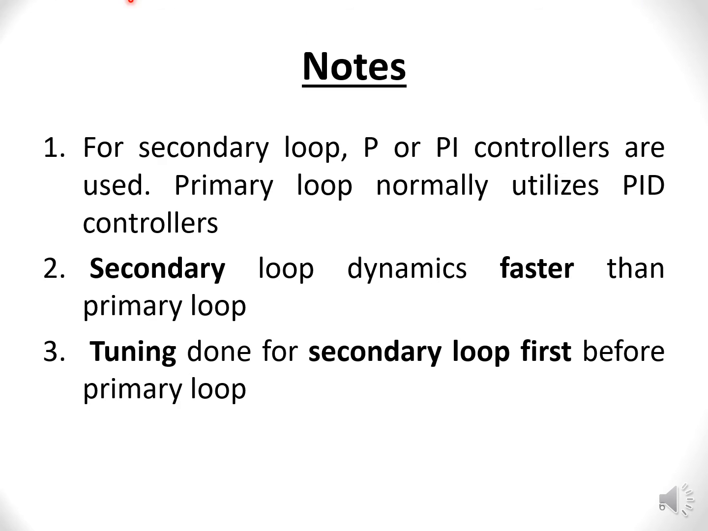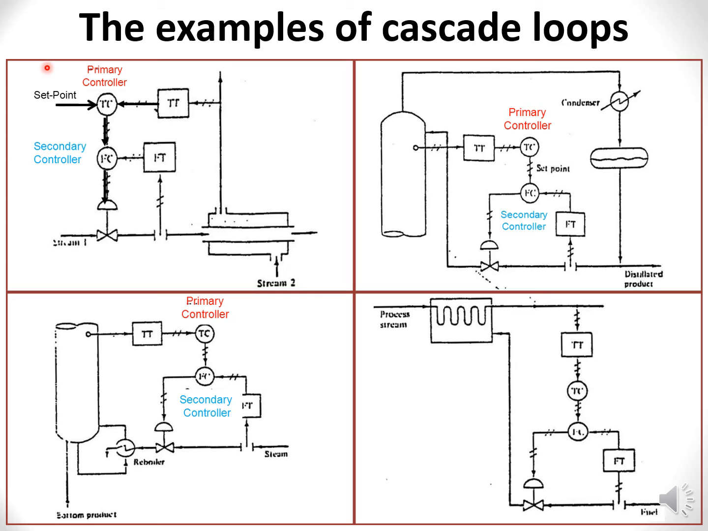So, okay, that is the normal procedure that we will use, and you can see examples of cascade. There are so many examples in industry, so many examples in the real world. In this one, we have a cascade loop here. The main thing is to control the temperature of the heat exchanger here, the outgoing temperature. So we have this primary loop, but at the same time, we want to also take care of changes in stream one. So we have a secondary loop to control the changes.